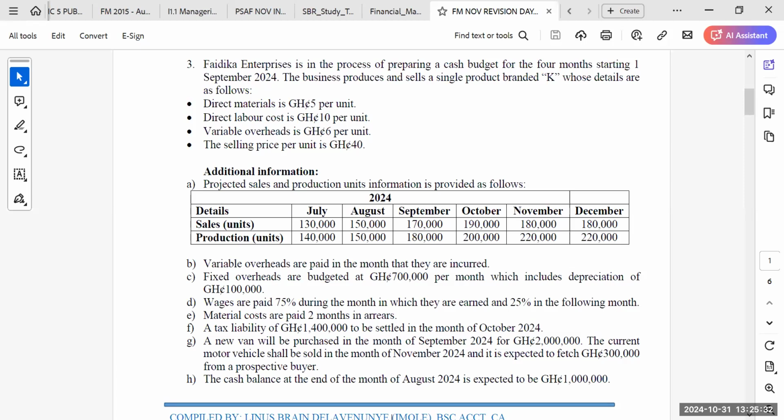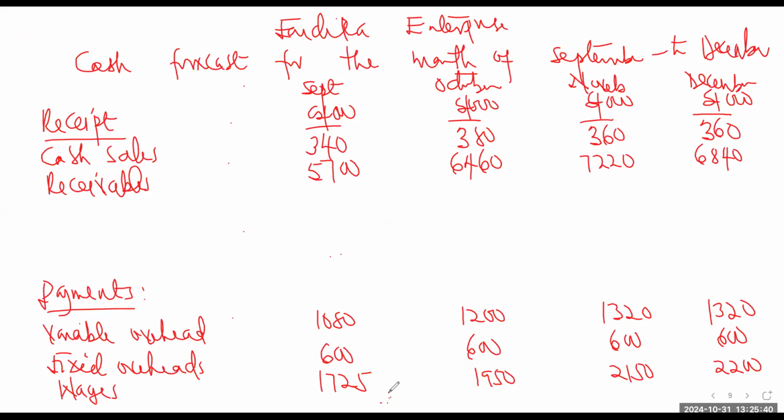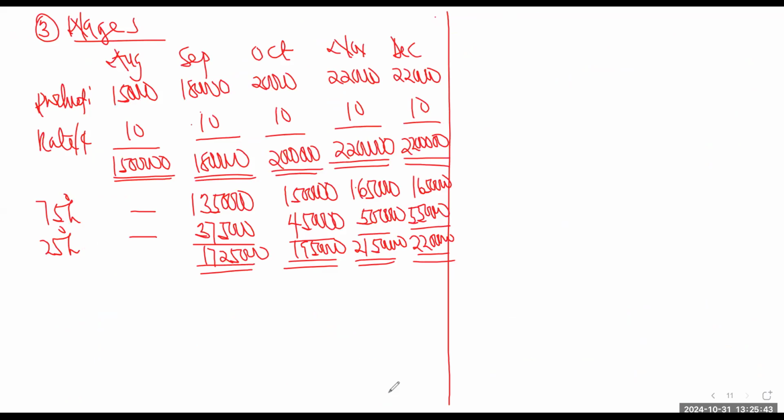So material costs are paid 2 months in arrears. So July will be paid in September. So we start from July now. Okay. So we do the workings for July now. So let's come here. So we have material costs. So we have July, August, September, and October, isn't it? Yes. Okay, production is what?